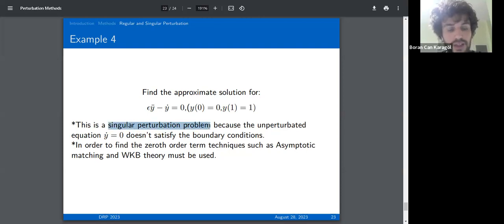And in order to obtain a starting point for y0, the 0th order term, techniques such as asymptotic matching and WKB theory must be used. And these topics are a bit above my head, so I do not prefer to talk about those.